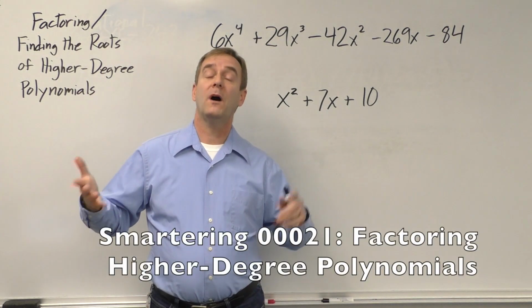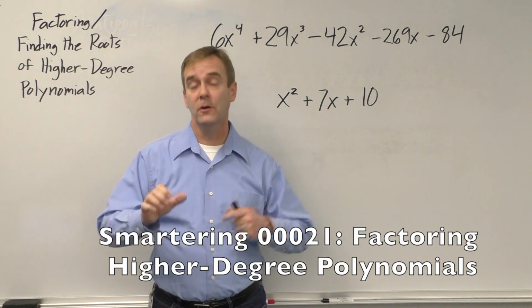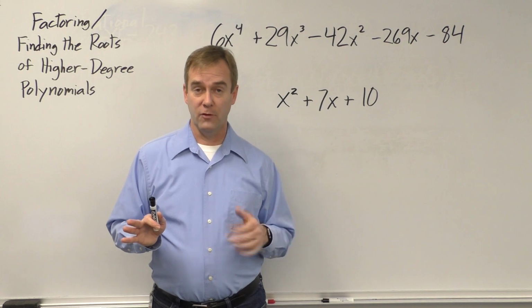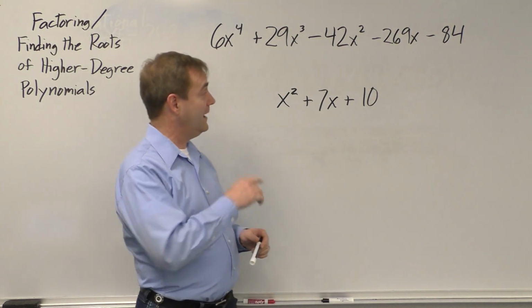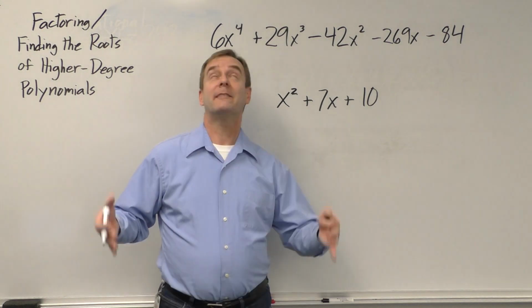Factoring. Taking polynomials apart into their individual pieces that could be multiplied back together to create the original polynomial. It's extremely common in higher level algebra. We do it all the time. And when they're small, when they're quadratic, when there's a greatest common factor, it's easy.